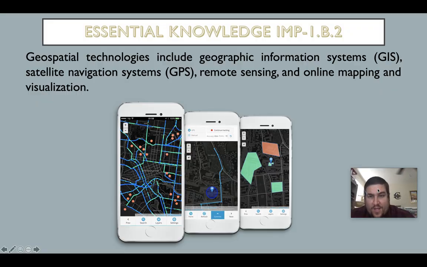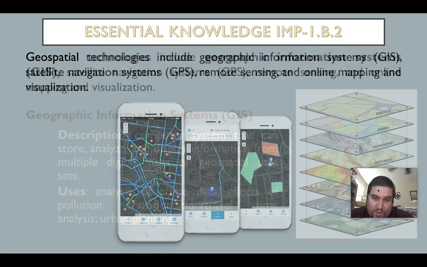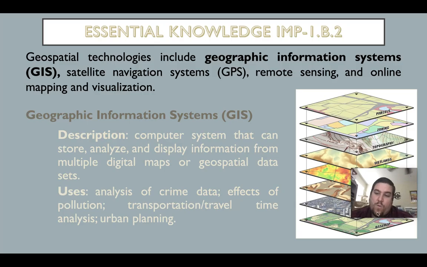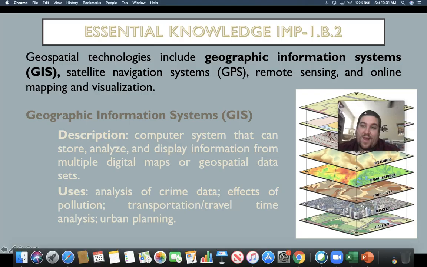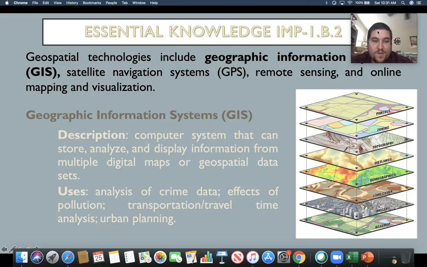Geospatial technologies include geographic information systems, GIS, satellite navigation, what you guys know as GPS, remote sensing, online mapping, and visualization. So let's start with the first one, GIS. What is GIS? GIS is Geographic Information Systems. Essentially, it is a computer program that overlays data with mapping, and it gives you different layers that you can pull apart and analyze.